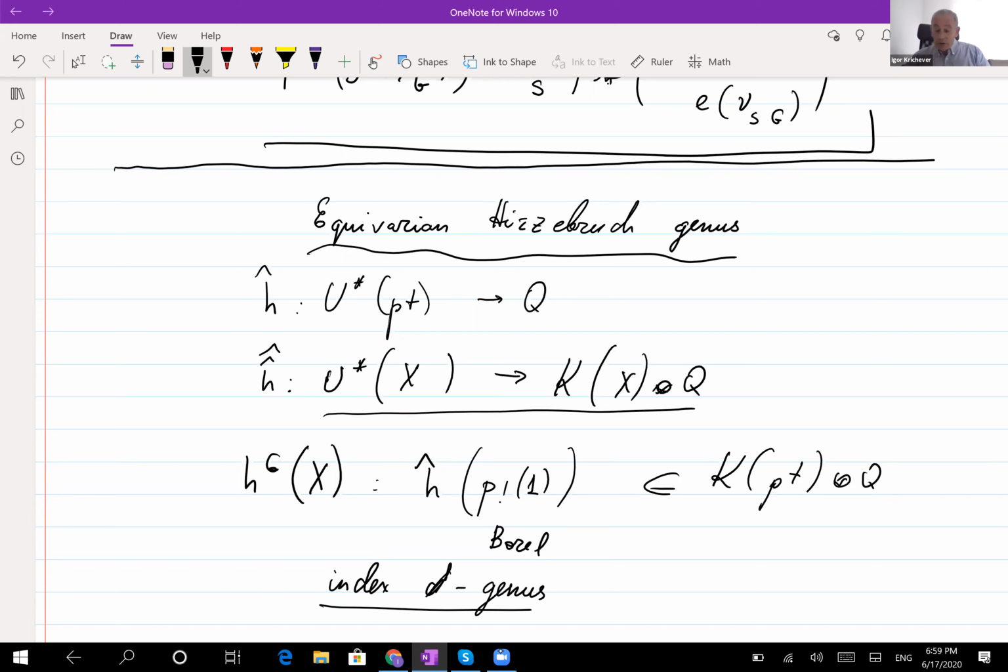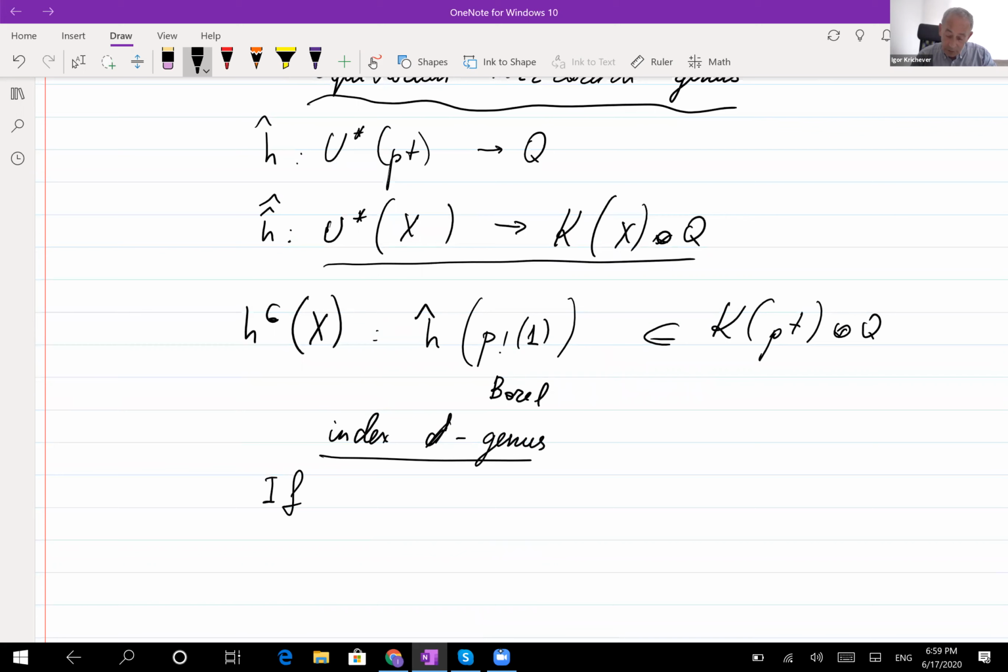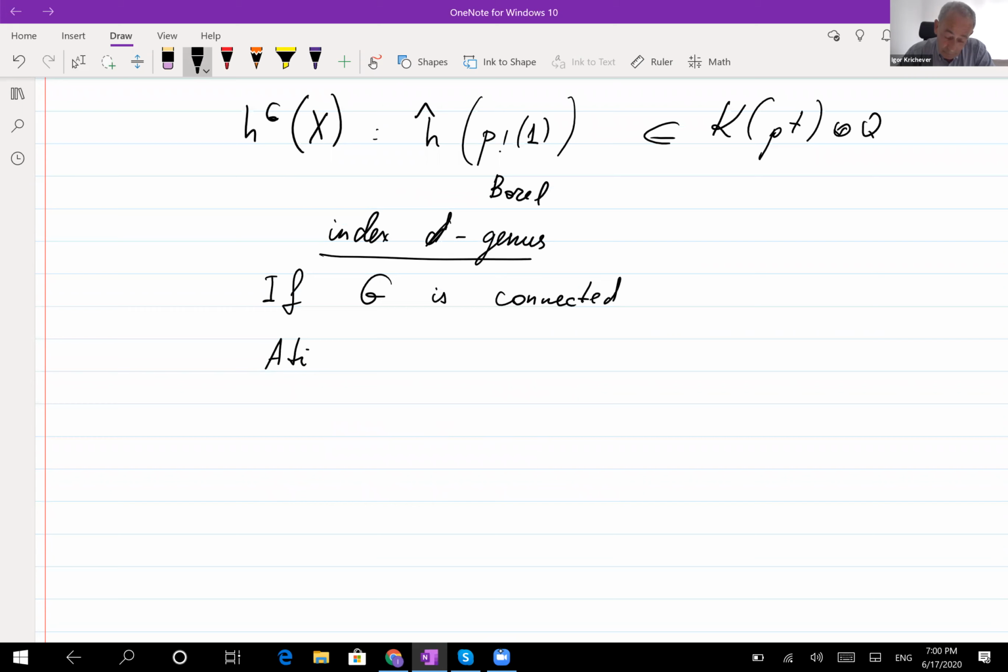Of course, if G is connected, then the representation of your continuous group in cohomologies with integer coefficients must be trivial. And that means that actually the index character is a constant. And that was called by Atiyah and Hirzebruch the rigidity property.